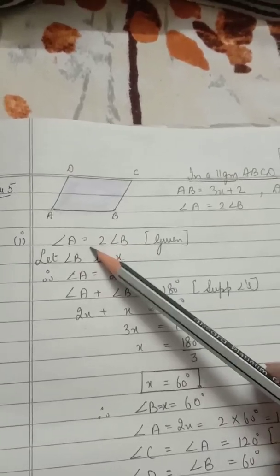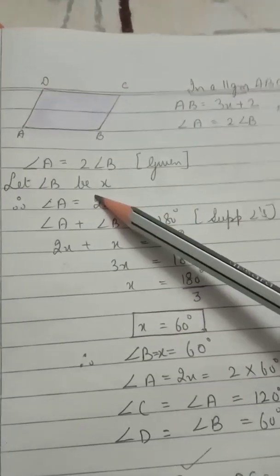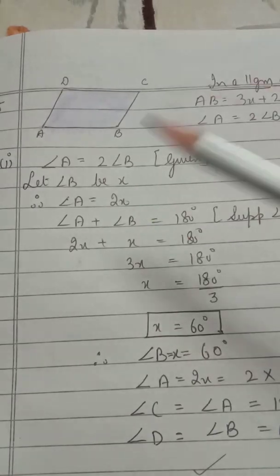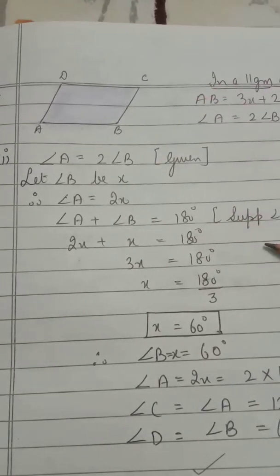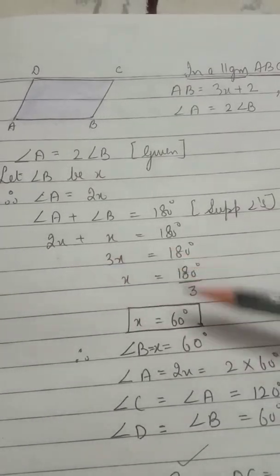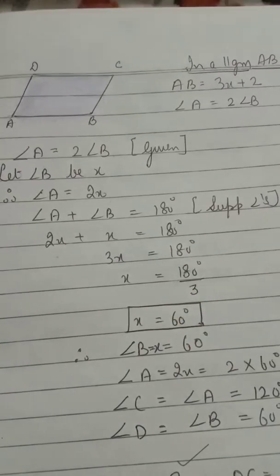First of all, angle A is equal to 2 angle B, so we assume the angle B to be x, so A will become 2x. Now for A and B adjacent angles, they are supplementary in a parallelogram. So put the values, you get the value of x as 60 degrees.